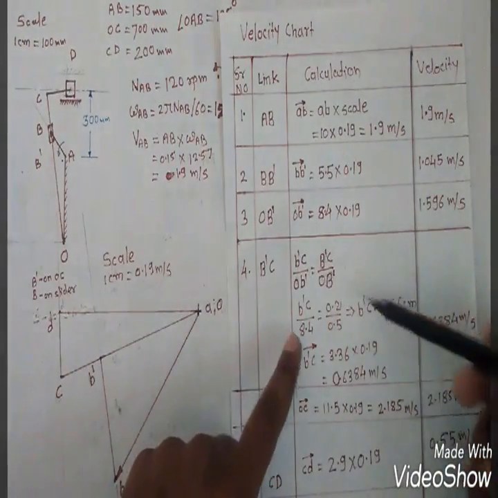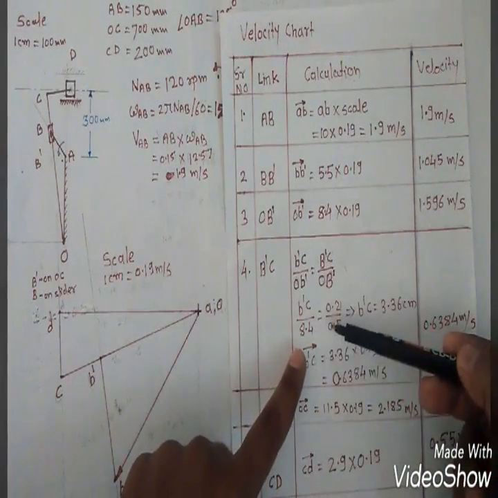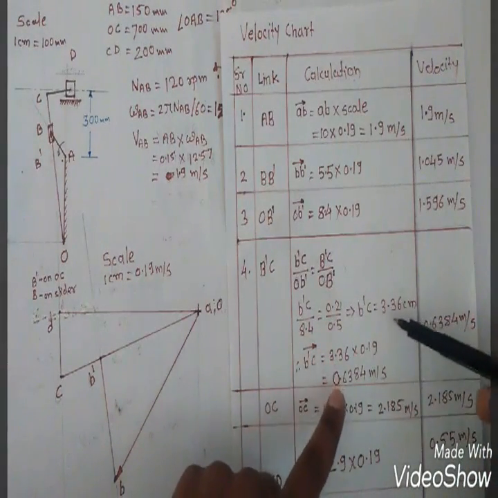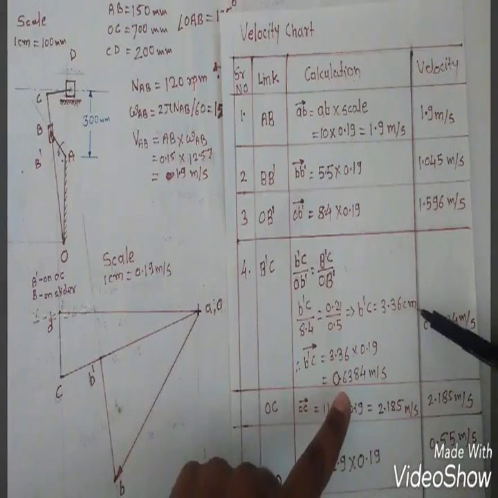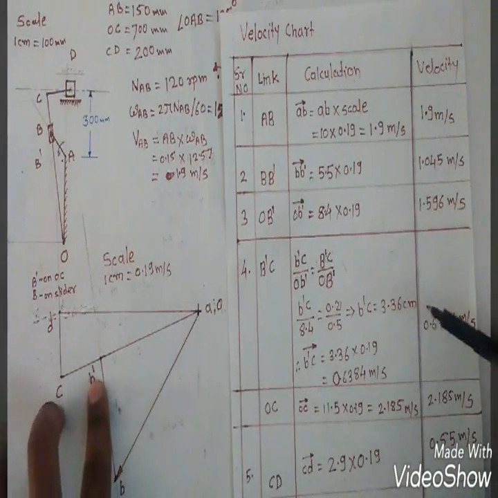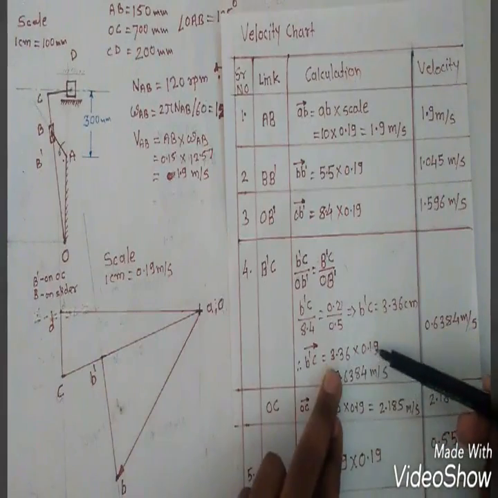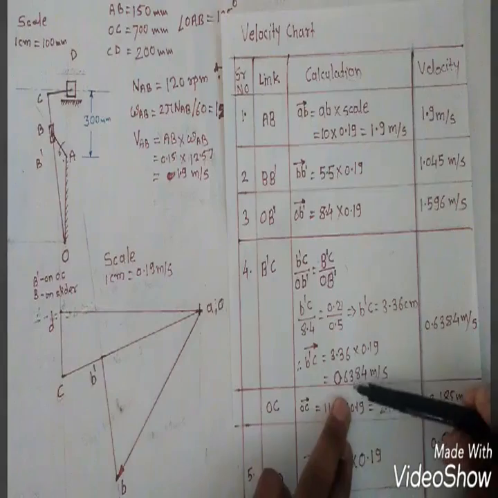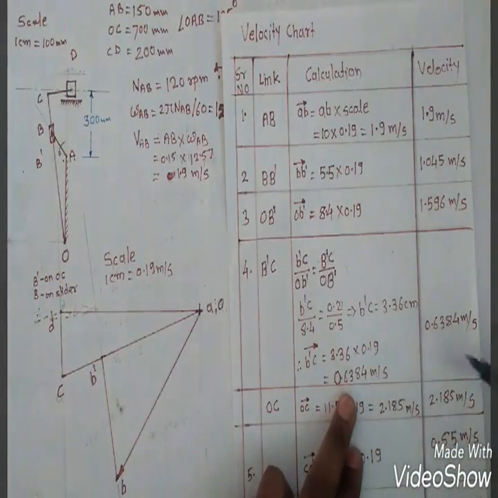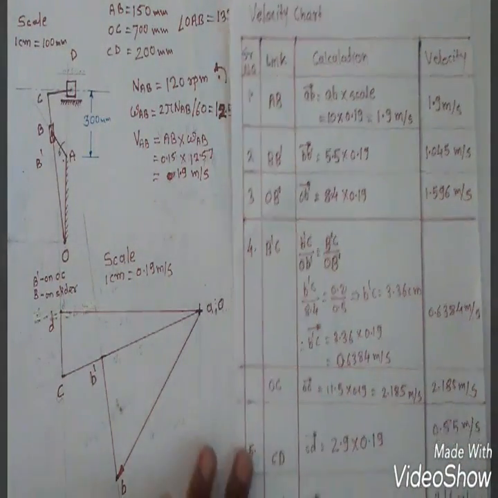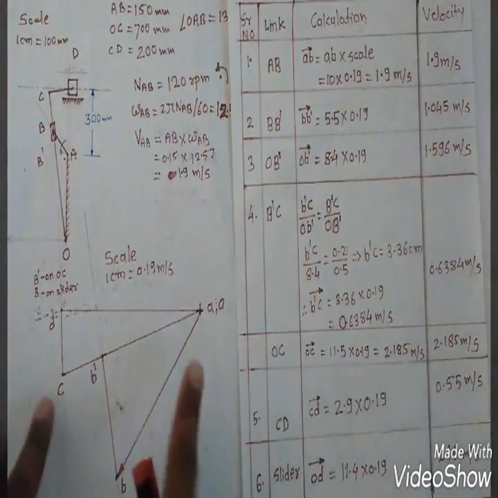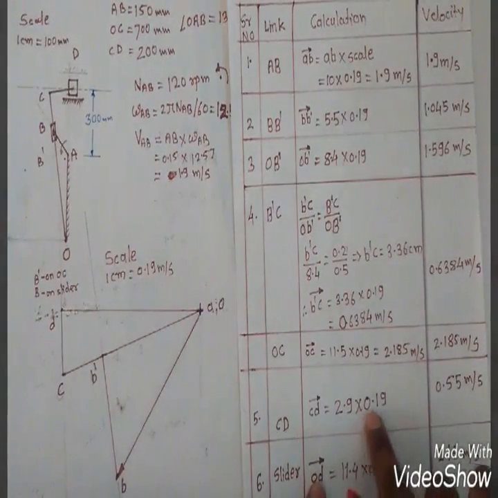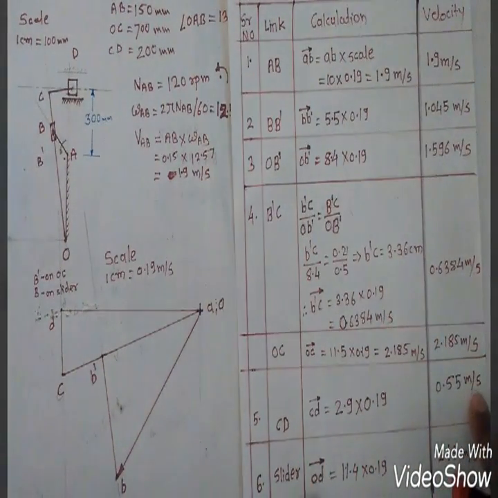B dash C interpolation: B dash C upon 8.4 equals 0.2 by 0.5. It will give 3.36 centimeter. As this distance B dash C is 3.36 centimeter, you can multiply it with the scale, so you will get velocity of vector B dash C. It is 0.6384 meter per second. Similarly for link OC, this one, 2.9 into 0.19, so 0.55 meter per second.